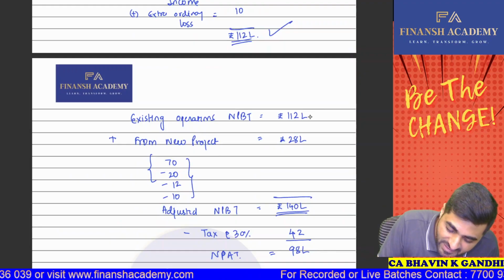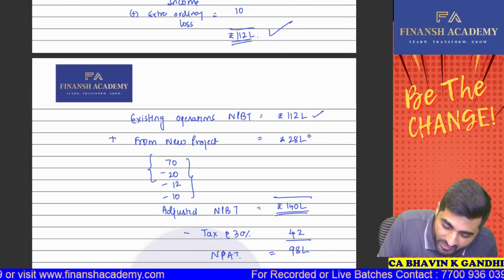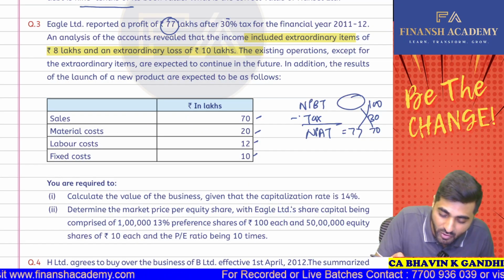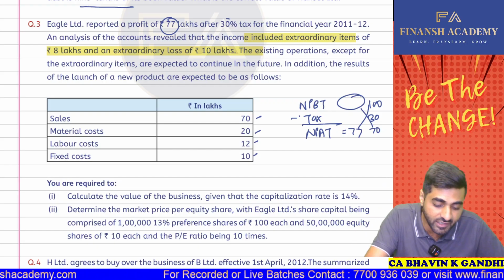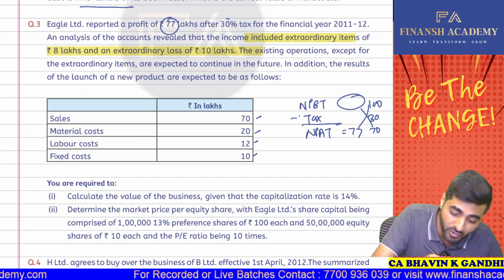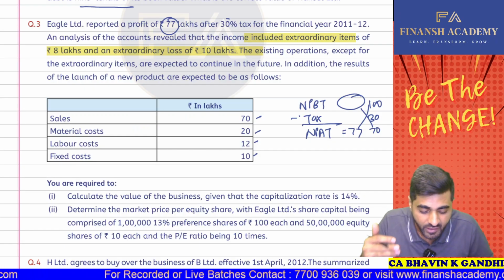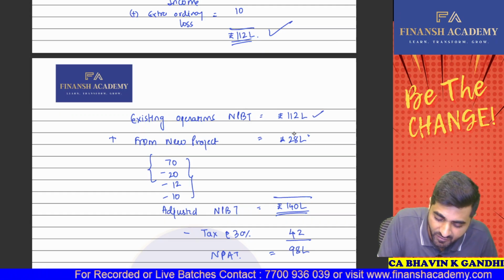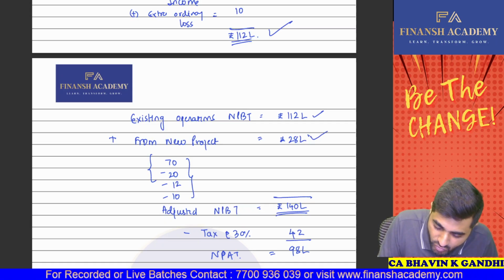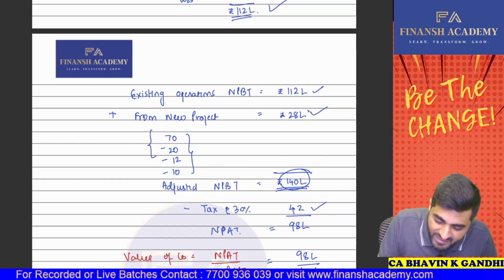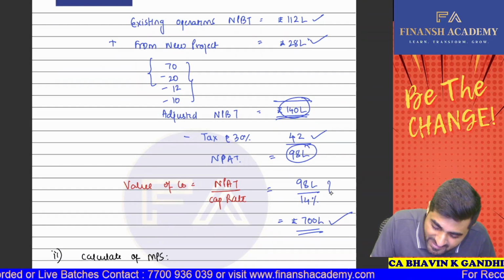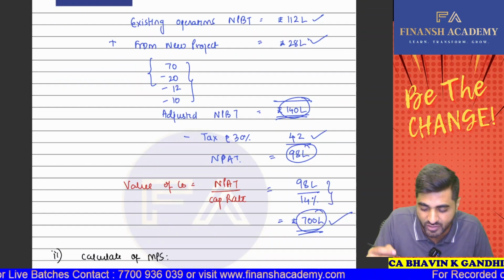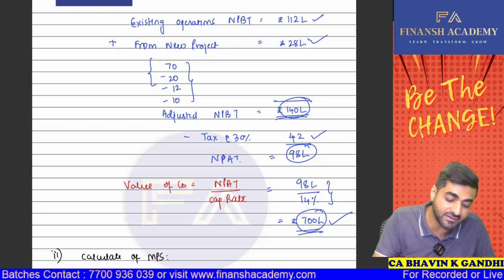Now, whatever is your existing operations NPBT, I also need to check whether I am earning any income from the new project. In this case, yes, from the new project I'm earning 28 lakhs. So the total is 140. The tax rate is 30%, so we get an NPAT of 98 lakhs. Now this 98 lakhs I need to capitalize at 14% to eventually get the value of the company, which is 700 lakhs.